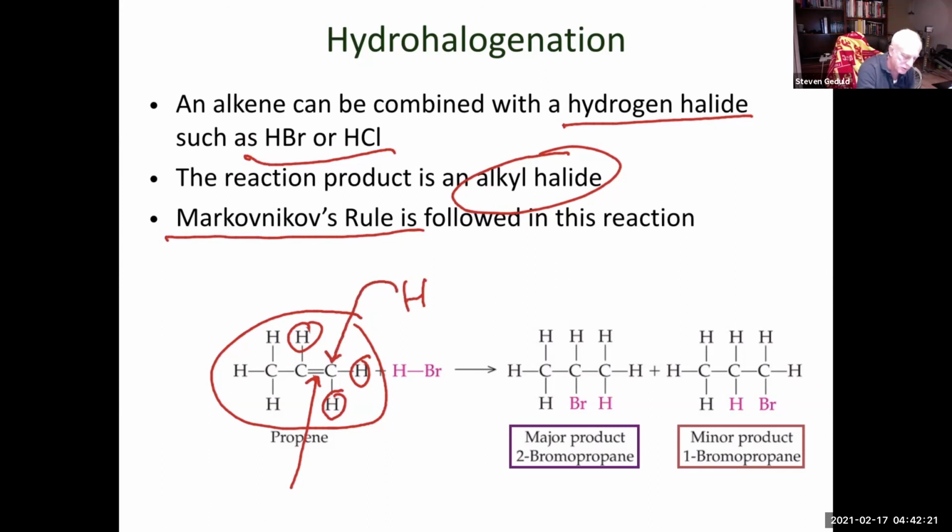Because remember, we're going to put hydrogen on this side and, not OH, but Cl or Br in this case, bromine on this side, or H and Br on the other. So you're going to get 2 products, but the major product is the one where the hydrogen is on the carbon with the most hydrogens, and the bromine is on the one with the least hydrogens. So this is your major product, which is 2-bromopropane. Then your minor product, where the hydrogen does not go on the carbon with the most hydrogens, is 1-bromopropane.